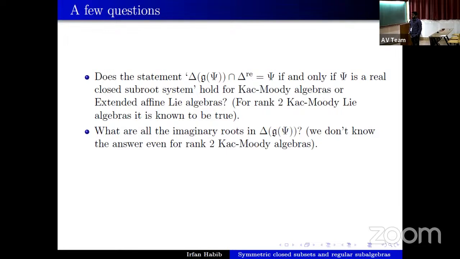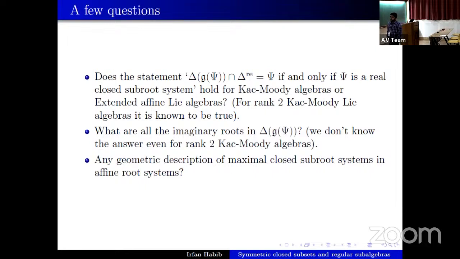There is one other question. What are all the imaginary roots inside the subalgebra generated by psi? We don't know the answer even for rank 2 Kac-Moody algebras. We don't have any description of the imaginary roots which can appear there. The third thing: do we have any geometric description of maximal closed subroot systems of an affine root system? In Borel-Siebenthal's classification, the classification depended on geometric ideas. They used simplices and Coxeter complexes to classify, but we don't know whether there is any analogous description for an affine root system.